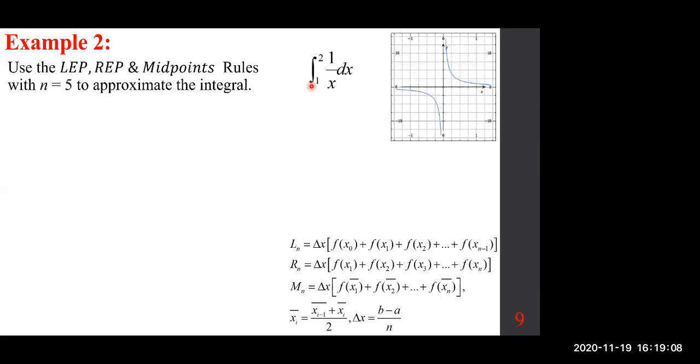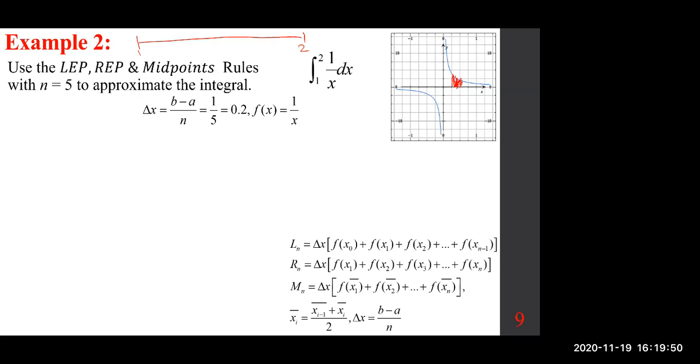Again, if we were to graph, what we are looking for would be, okay, if this is 1 and this is 2, this is the area we want. Okay, class, that's the idea. And so here's 1 and here's 2. Here's my line segment. So first and foremost, n equals 5. Delta x is b minus a, that means 2 minus 1 over 5, or 0.2.